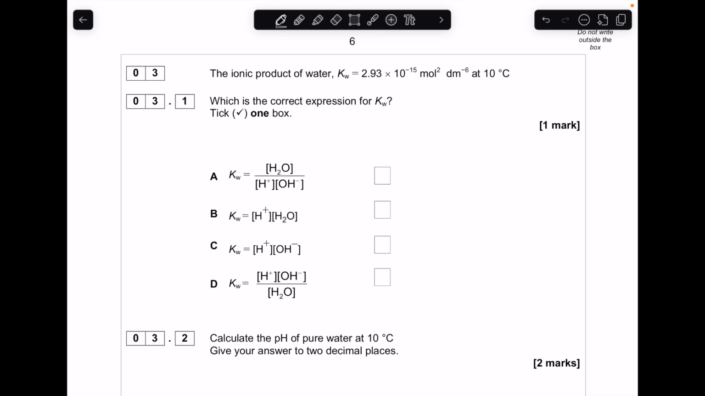Okay, so make a start. So part 1, which is the correct expression for Kw? And the answer obviously is C. Kw equals the H+ concentration multiplied by the OH- concentration.